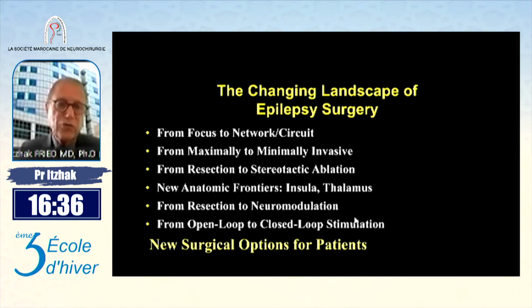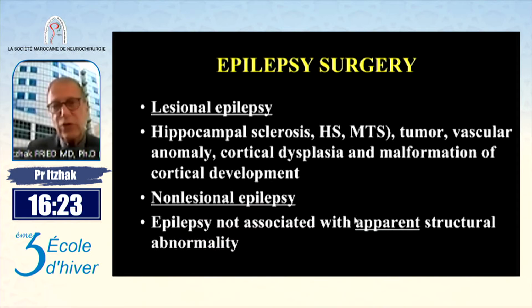And in neuromodulation, from open loop to closed loop stimulation. So I think that the bottom line is we want to present new surgical options for patients. In general, as you all know, I will basically classify things as lesional epilepsy, where we have an MRI apparent or suspected lesion, and of course, non-lesional epilepsy, which is not associated with any apparent structural abnormality. And I think that makes a big difference, especially in areas such as the insula.